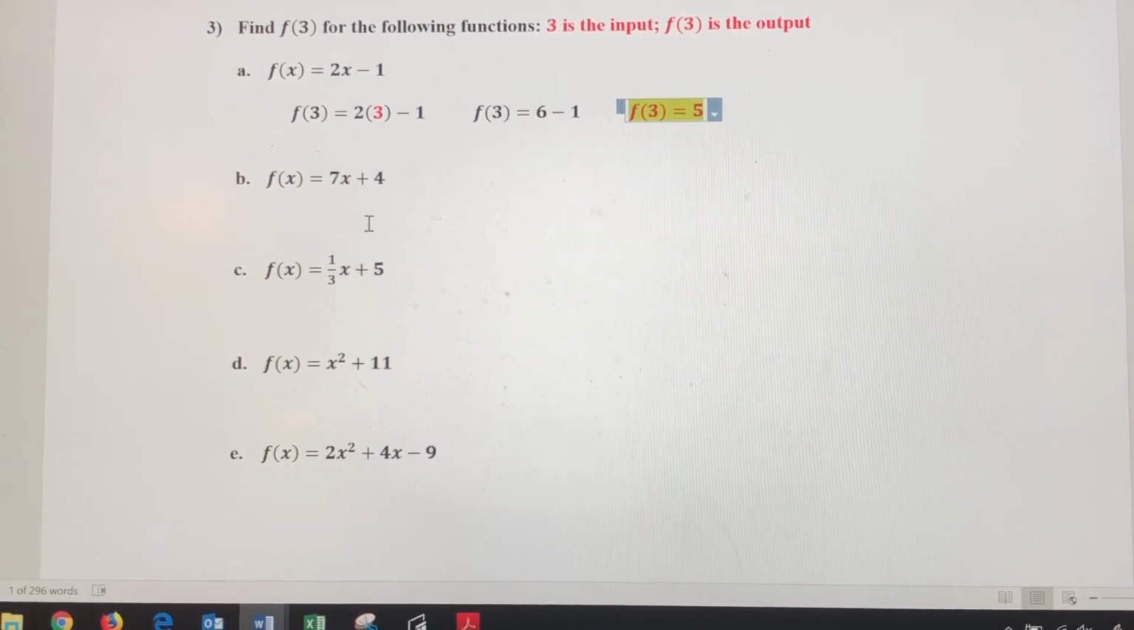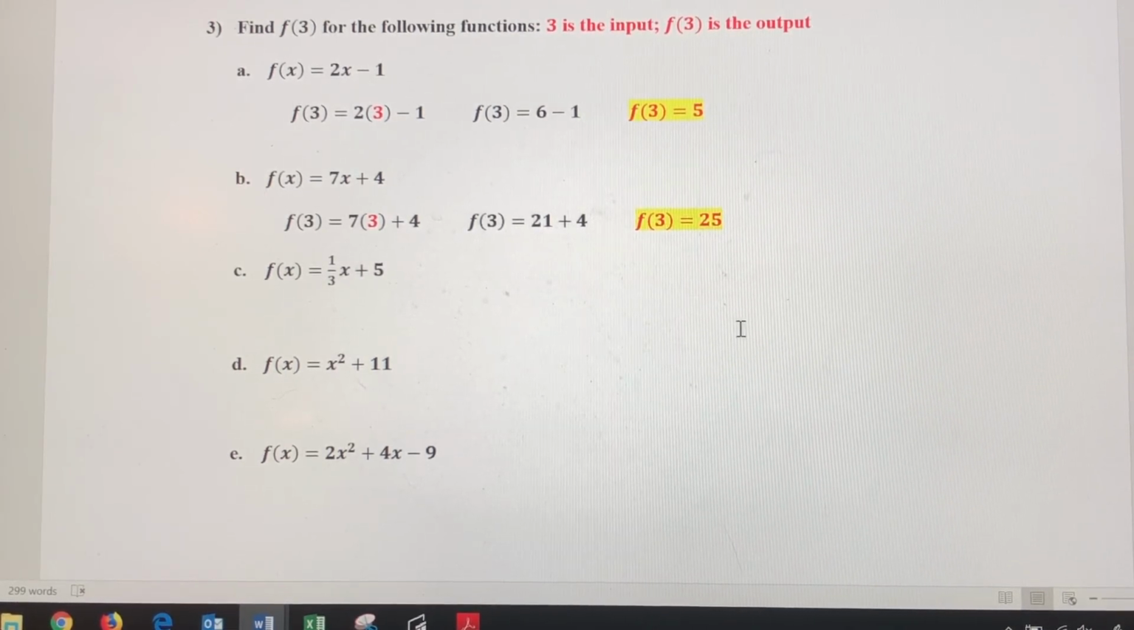So in B, we're going to find f of 3, okay? So we're going to replace x with 3. We're going to multiply 7 times 3, that gives us 21. We add 4, so we get 25, okay? So the input is 3, the output is 25, okay? So pause the video here and try the last 3. Find f of 3 for each of these 3 functions.